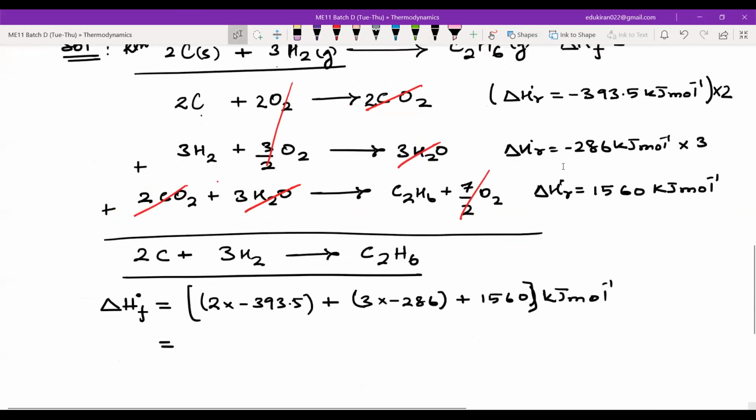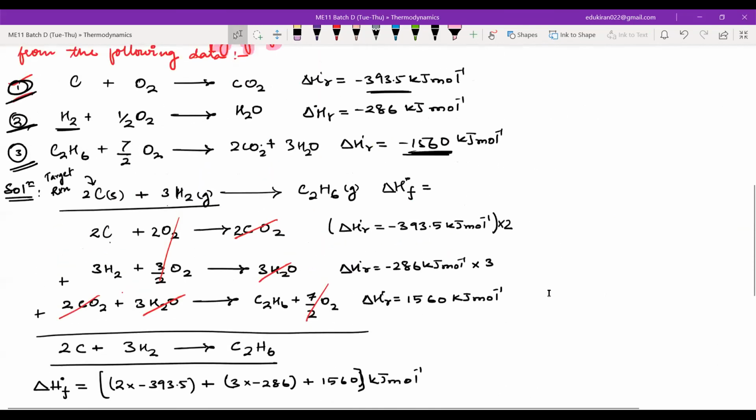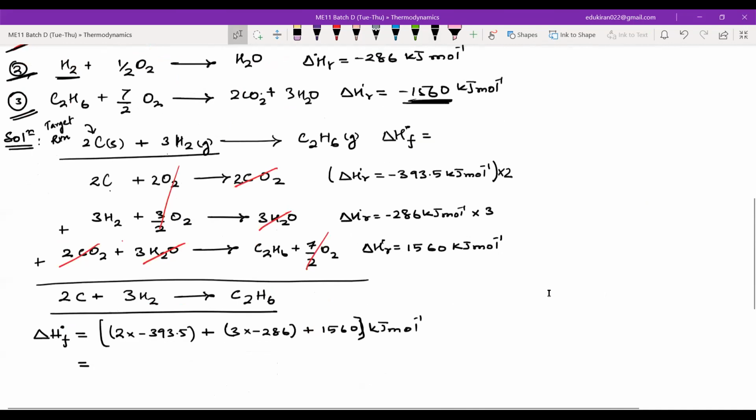So I think I need to scroll up or something. You have written the question, you just need to write the solution. Write this and tell me what is the enthalpy of formation.